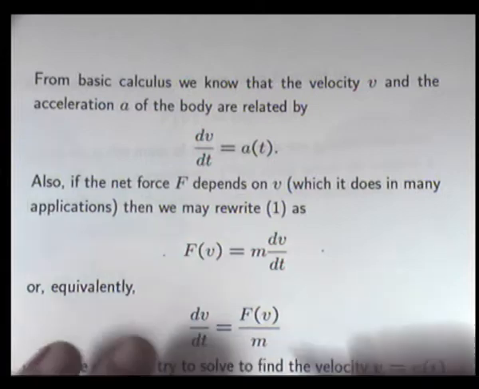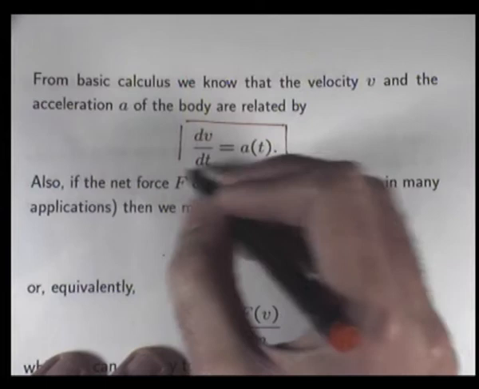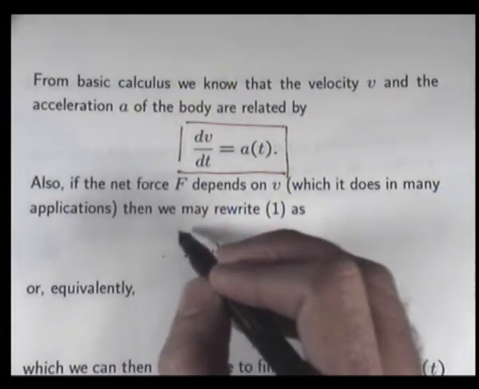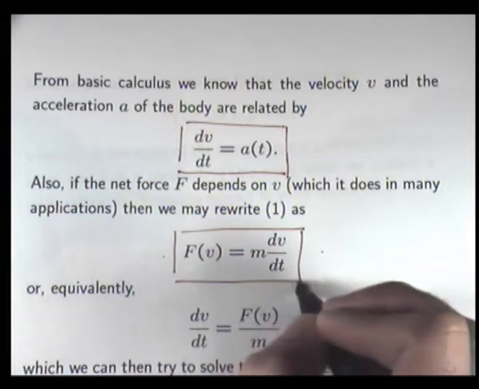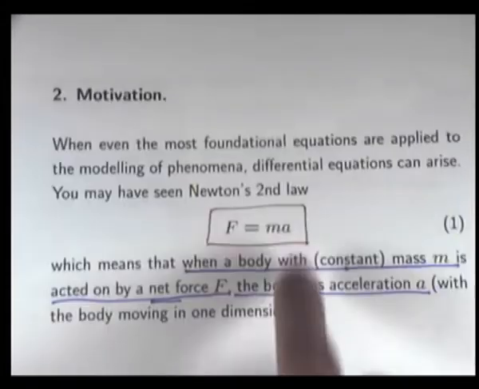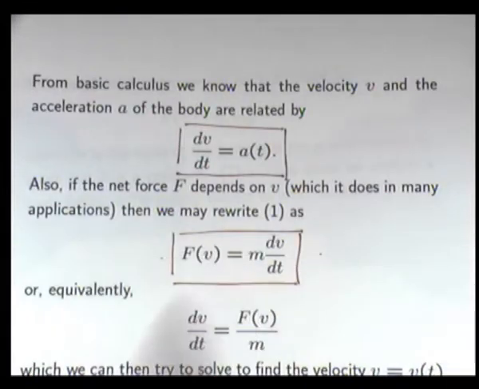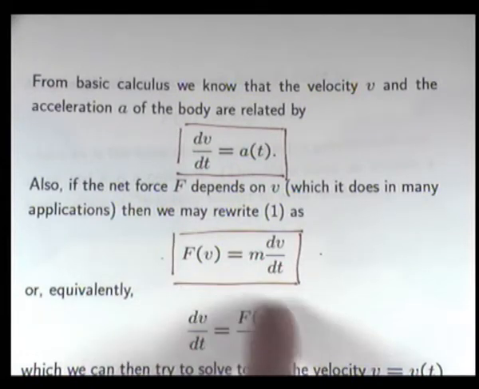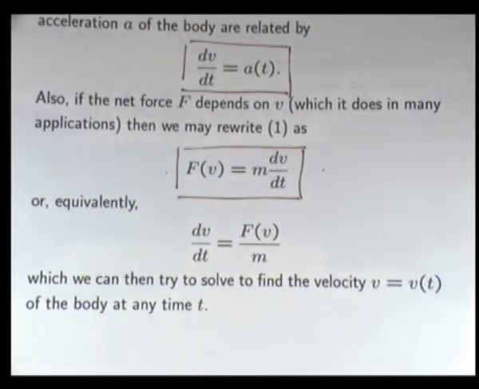Now, from basic calculus and basic physics, we know that the velocity v of the body and its acceleration is related by this equation here. And in addition, if the net force depends, say, on the velocity, which it does in many applications, then what we can do is go back to Newton's second law, replace F with F of v, and replace a with dv dt. So I end up with something like this. Now, this is a differential equation in v here. Okay, I can rearrange it to form this, and then we can try to solve it for the unknown function, the velocity function in this case.